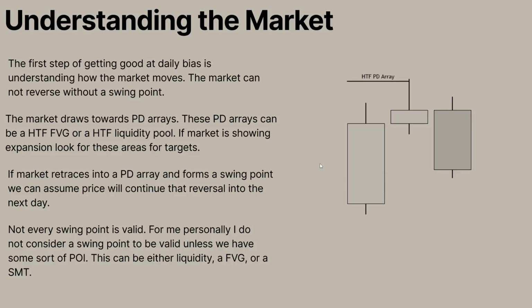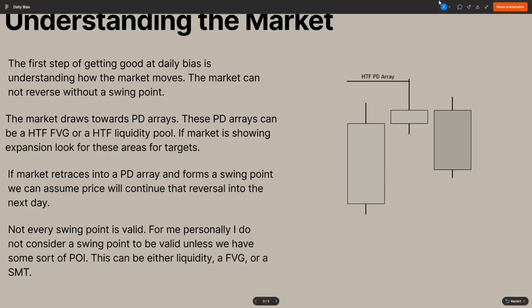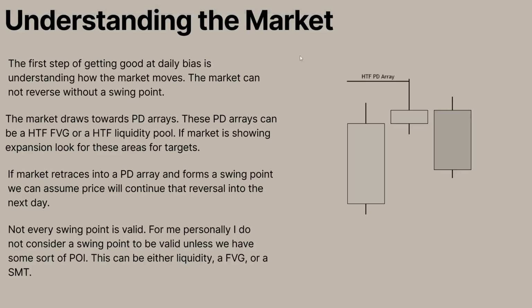Now, sometimes we're not going to know the exact target. For example, our target could be a PD array right here, but market wants to go to a PD array up here. So there's going to be times where you don't get the exact target correct, but when we're expanding, it's pretty safe to assume that there is some external PD array that we are drawing towards. So if market retraces into a PD array and forms a swing point, we can assume price is going to continue that reversal into the next day.